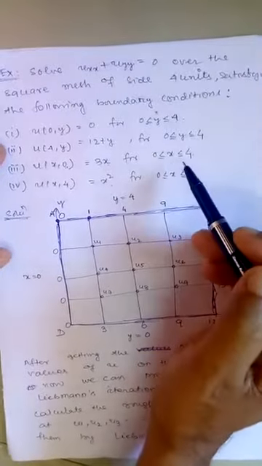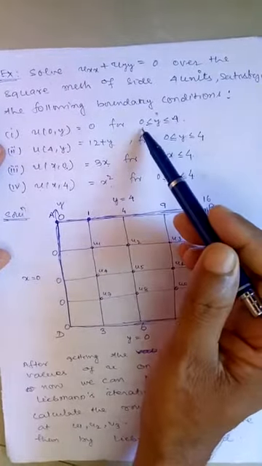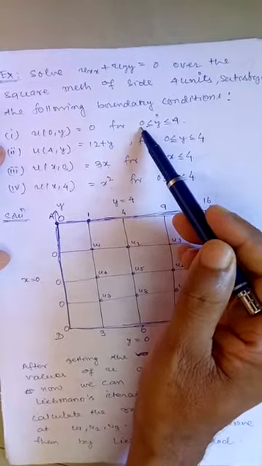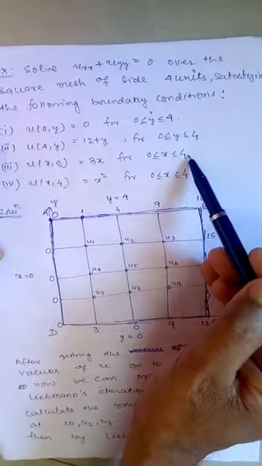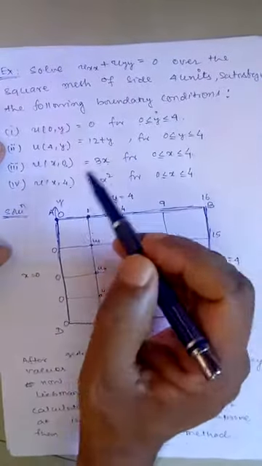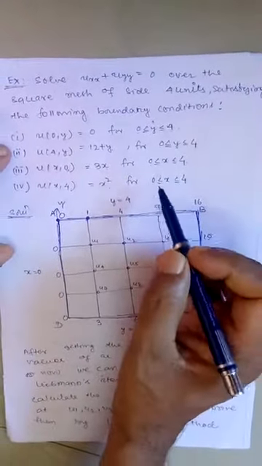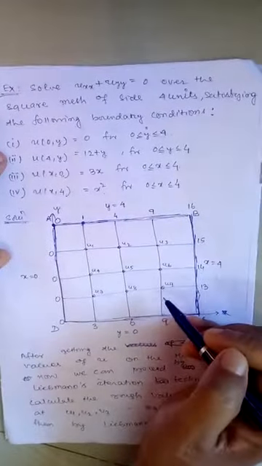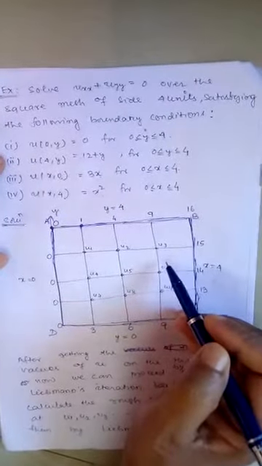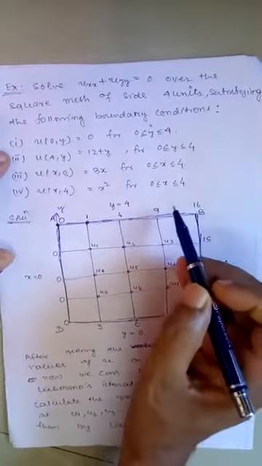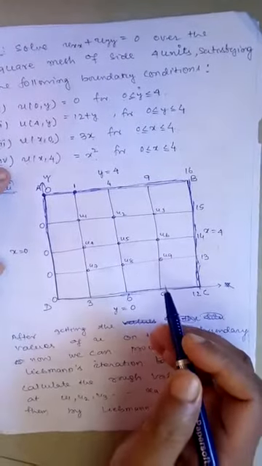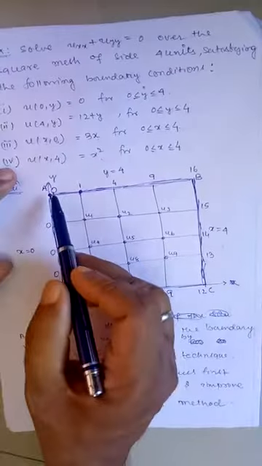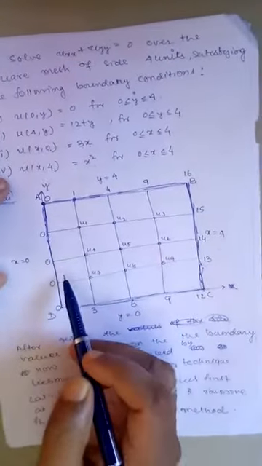So from the boundary conditions you see that the minimum value of y is 0 and maximum value is 4, and minimum value of x is 0, maximum value is 4. So we have a square with side 4 by 4. So we have to subdivide that by taking the unit step size. So unit step size means h equal to k equal to 1, and we will construct the boundary values.